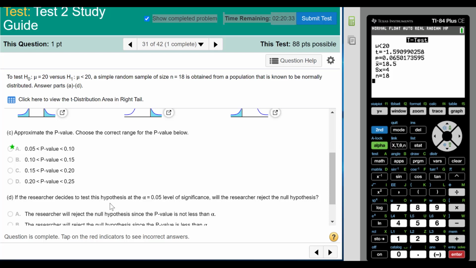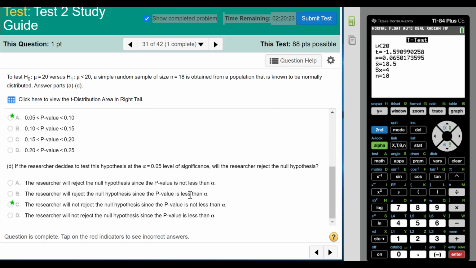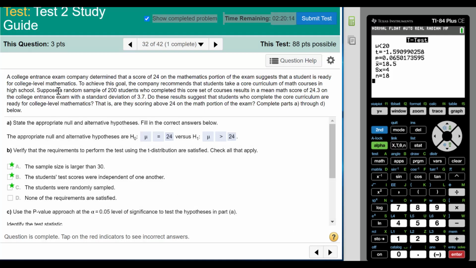If the researcher decides to test the hypothesis at alpha equals 0.05, so alpha is 0.05, and I got 0.065, which is bigger than alpha, so we fail to reject the null hypothesis. You see, the researcher will not reject the null hypothesis. Okay, so that completes the question.